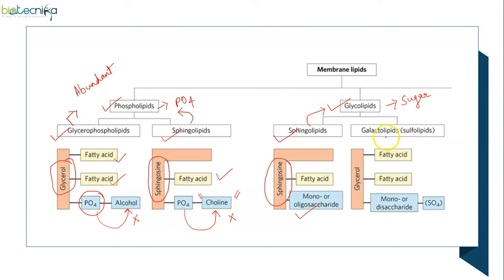Another classification is galactolipids, which is otherwise known as sulfolipids. Now, why is it known as sulfolipids? Because of the attachment of a sulfate group to the sugar moiety. And like glycerophospholipids, here also we have a glycerol backbone present. So, more or less we can say that glycerophospholipids and galactolipids are structurally similar, and these two are similar. The only difference is the presence of a lipid component and the sugar molecule.